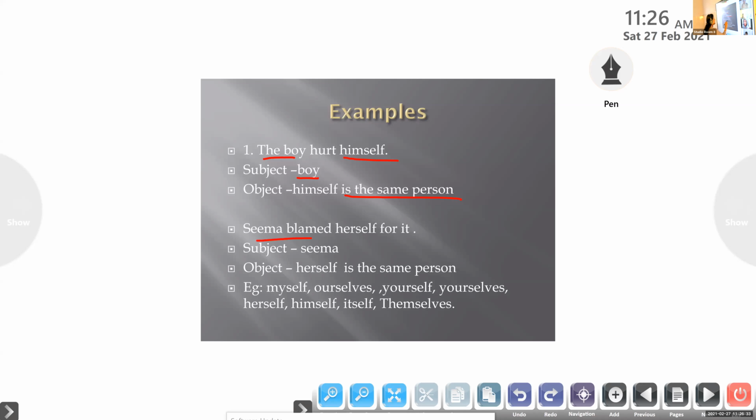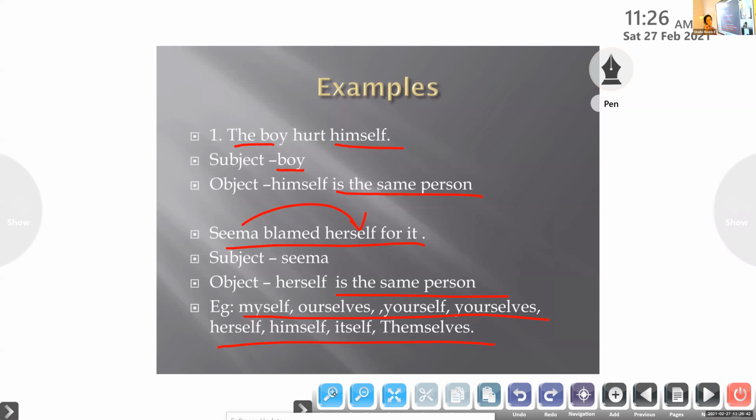Seema blamed herself. Seema and herself are the same person. So these are the reflexive pronouns. We add self or selves to the pronouns. If it is singular, we add self to it. If it is plural, we add selves to it.